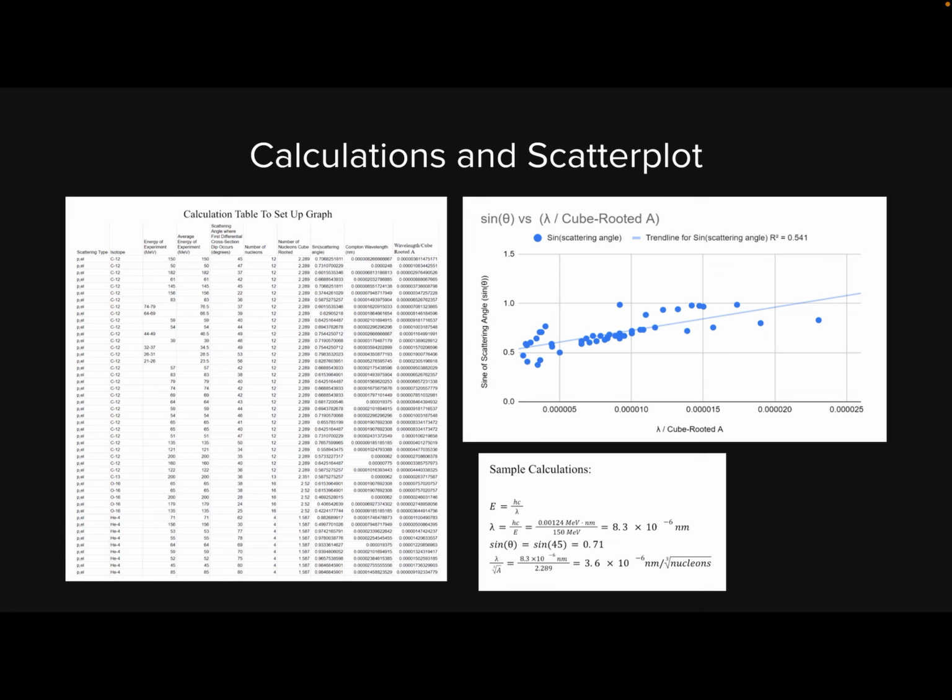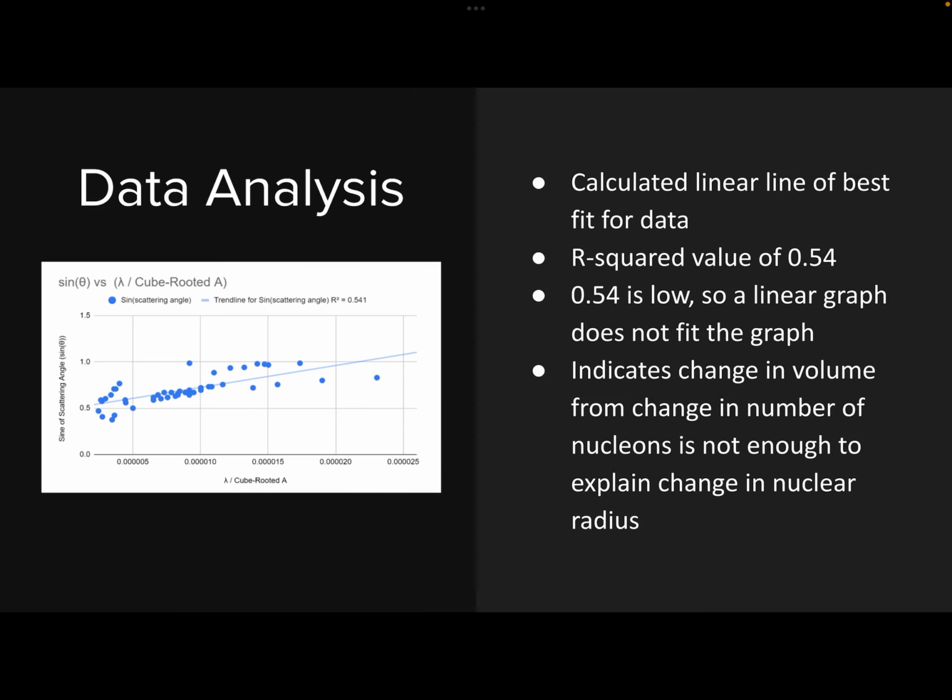What's really useful about the scatter plot is we can see the r-squared value for the linear approximation that is made, and by examining the r-squared value, we can see how well it matches the hypothesis. So the scatter plot, as I said, has a linear line of best fit, and the r-squared value is 0.54. So 0.54 is a really low r-squared value.